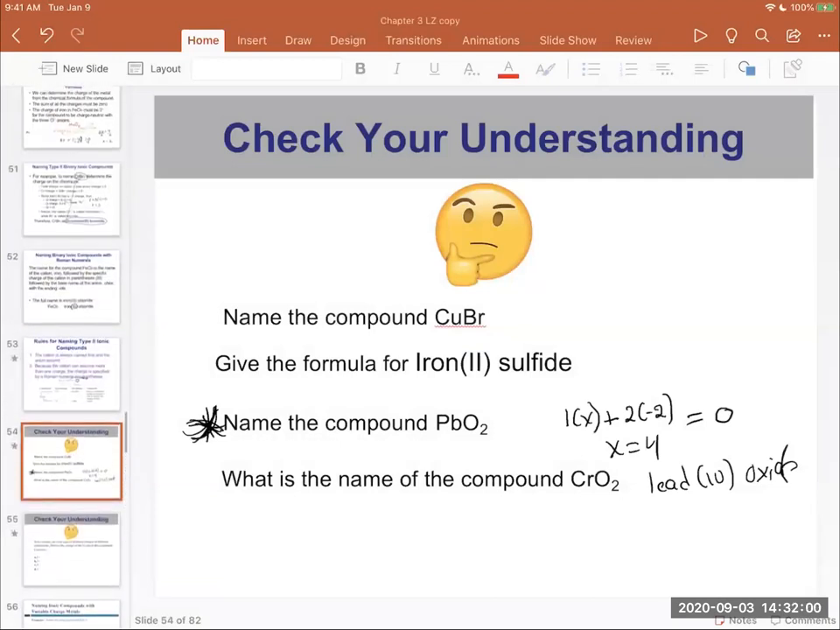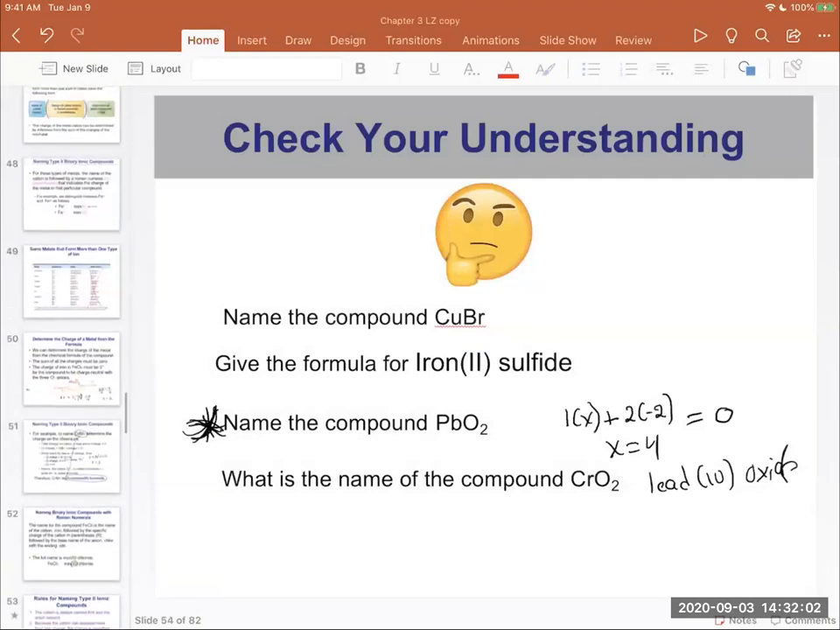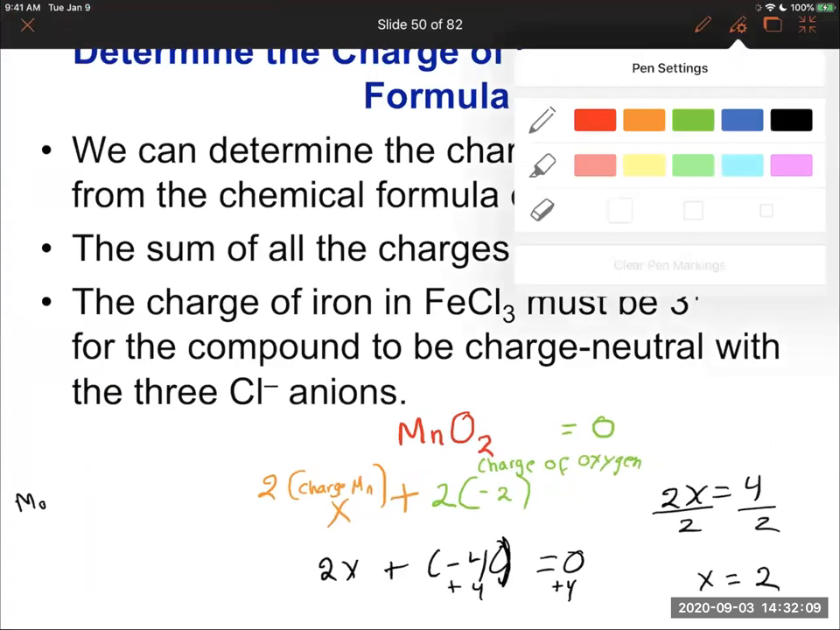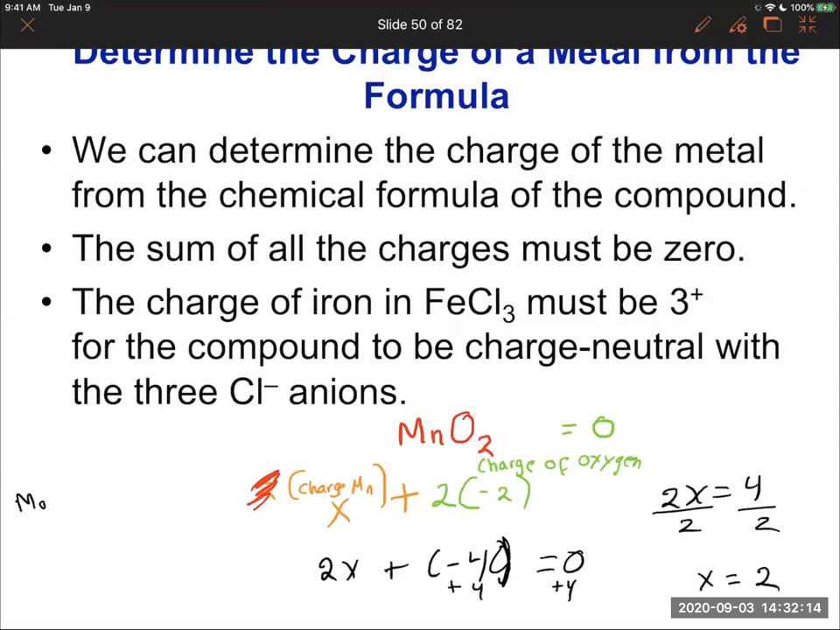Let's see if I did it wrong. I think I did. Let's see this one. Yes, I did it wrong. There shouldn't be any 2 here because there's only one manganese, so it's just 1. So X equals 4. I knew something was wrong. So it's manganese 4, it's not 2. And if you guys didn't catch my mistake, let me know and I can re-explain this.